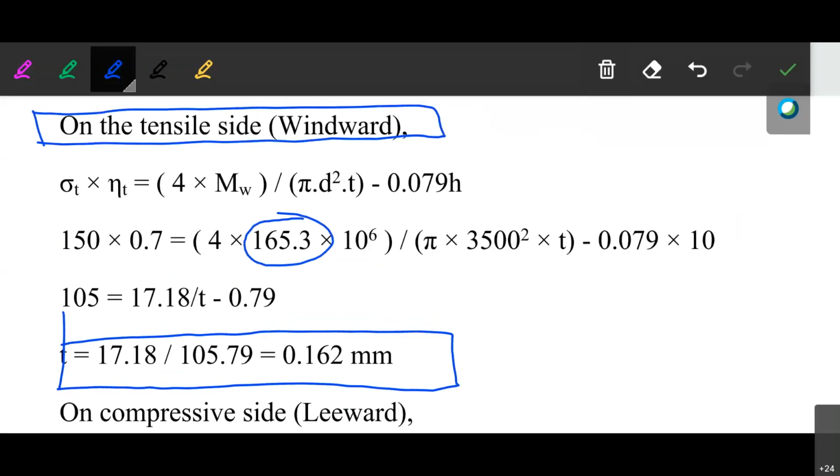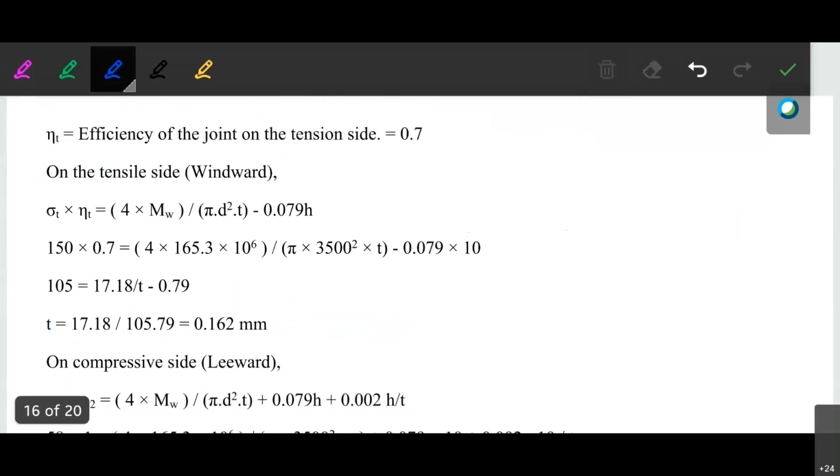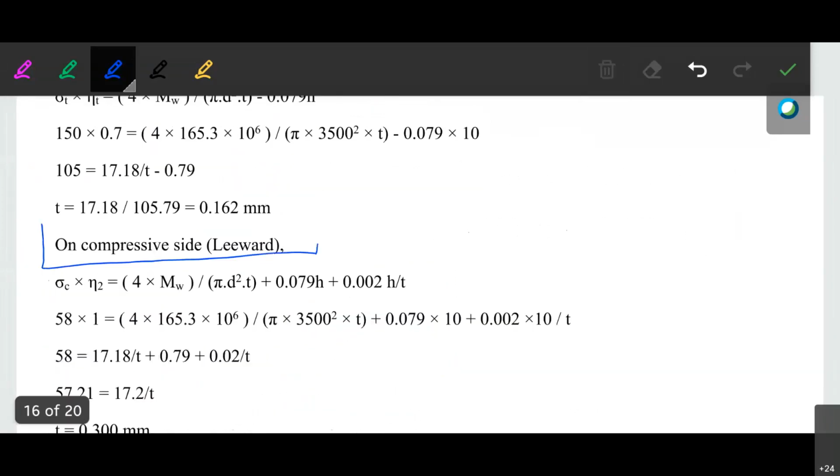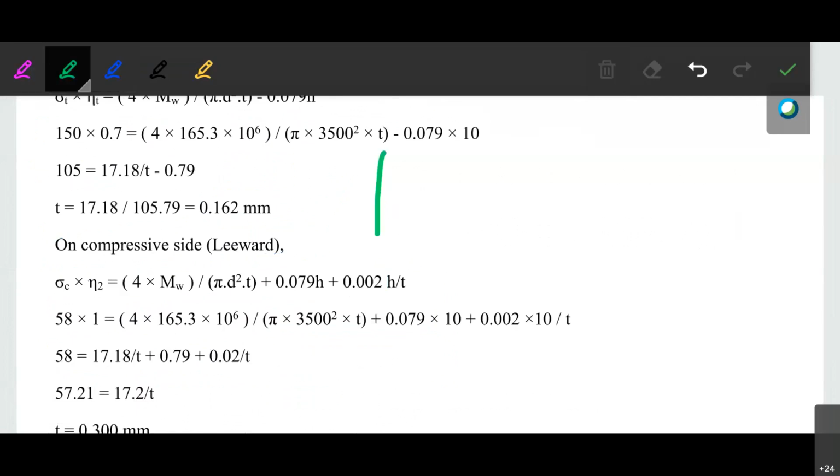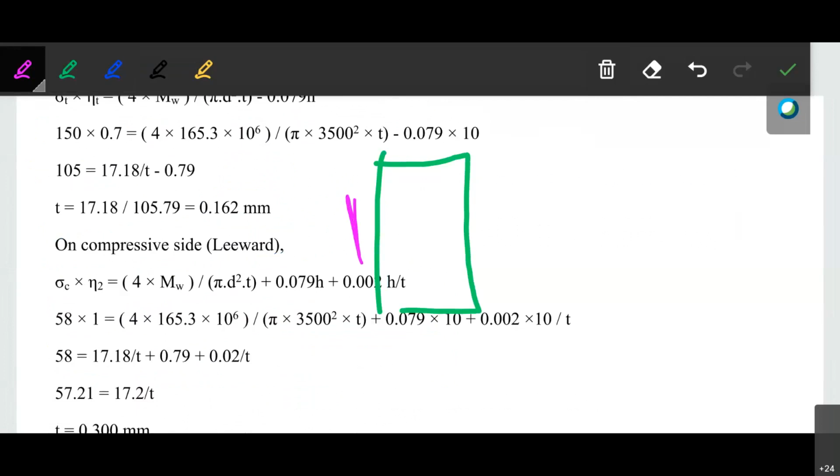Now we also have to check for the windward and leeward side of that particular section. Whichever of the two is the maximum thickness, that will be your final thickness. This particular segment 1 will be subjected to the tensile force on the windward side and the compressive force on the leeward side. So the thickness of that plate for resisting the tensile force in the windward direction and the compressive force in the leeward direction, whichever is the maximum will be your final thickness for the segment 1.